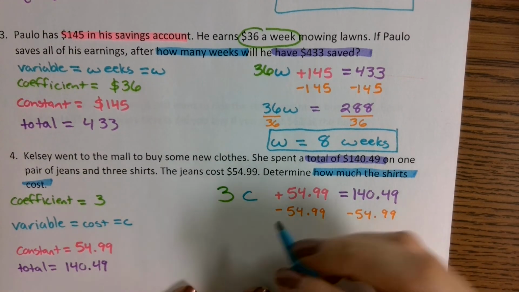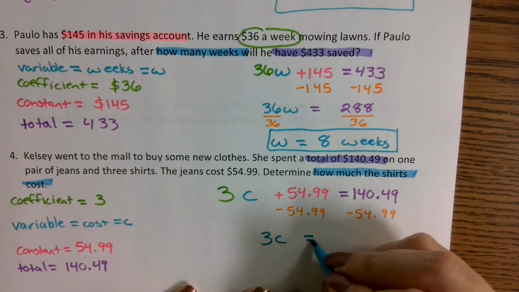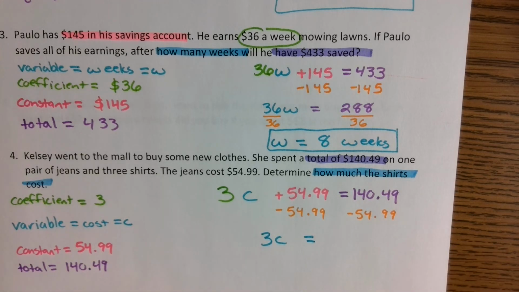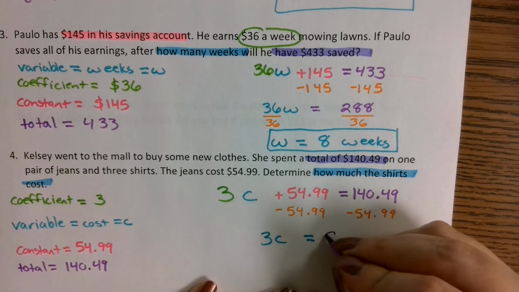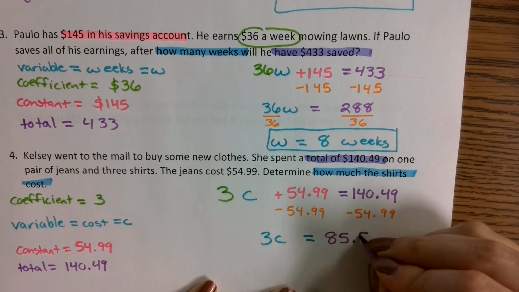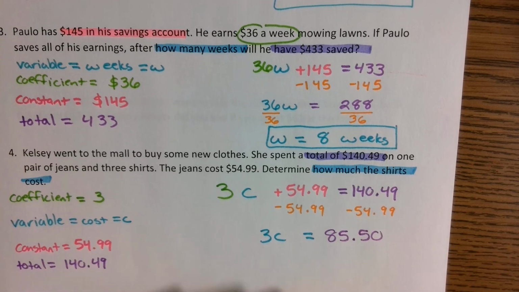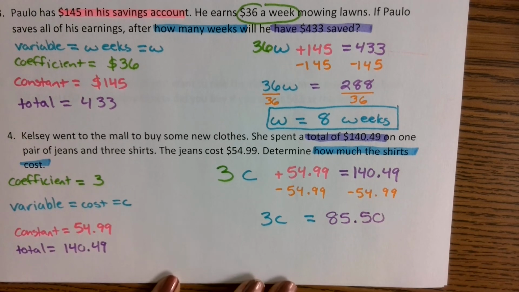Okay, that's going to leave us with 3C is now equal to how much? What's 149.49 minus 54.99? $85.50. It's $85.50. Okay, now we need to figure out just the cost of one of those shirts.